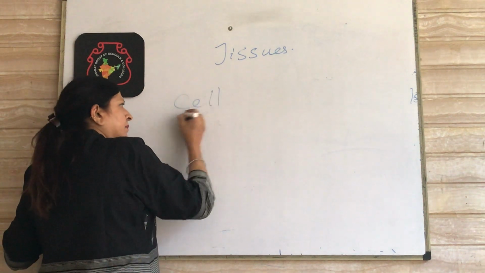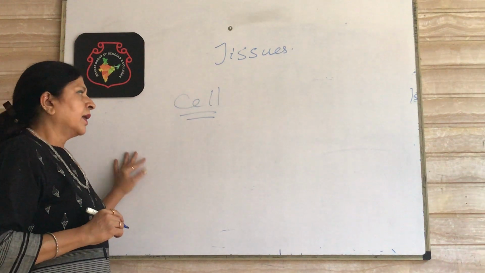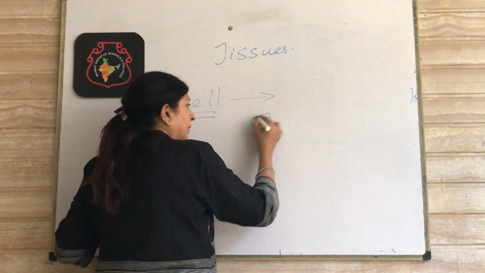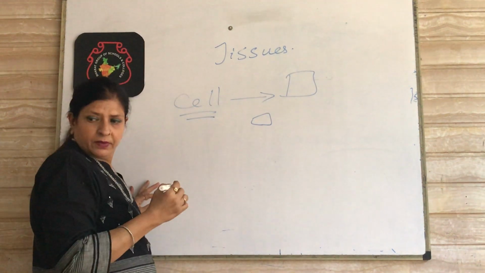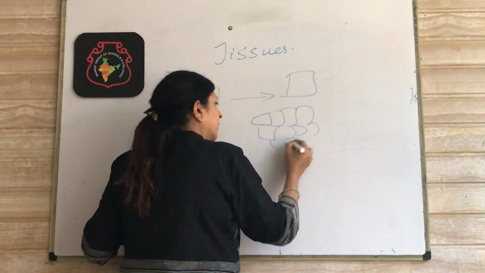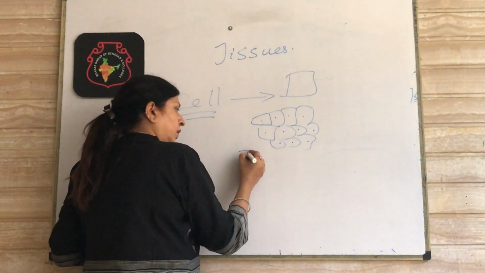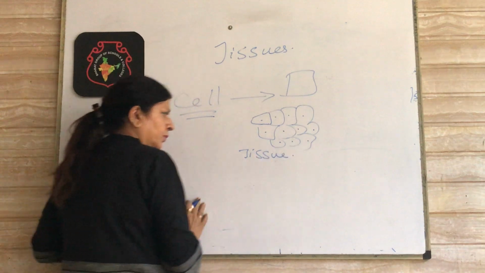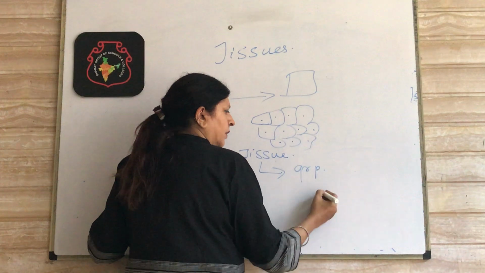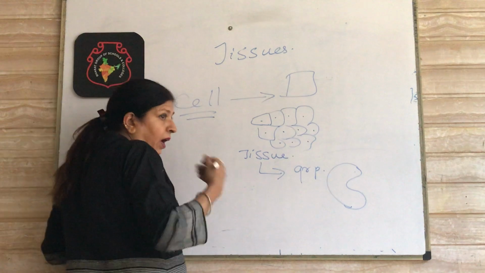You know that in my first lecture, I remember I told you that cell is the basic unit of life. Here I put up a cell. And when a group of cells, then we call it a tissue. Group of tissues, they make an organ. Say kidney, heart, lungs, so on.